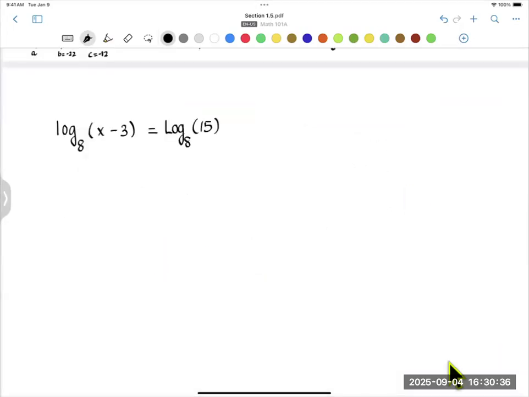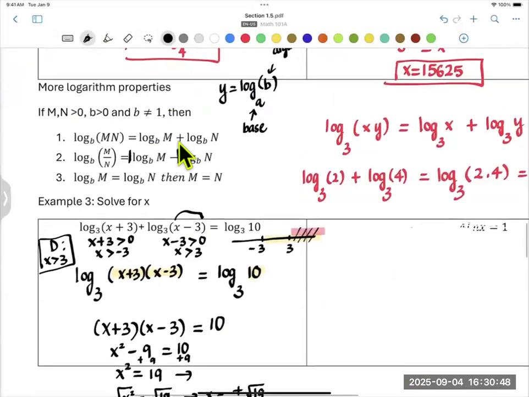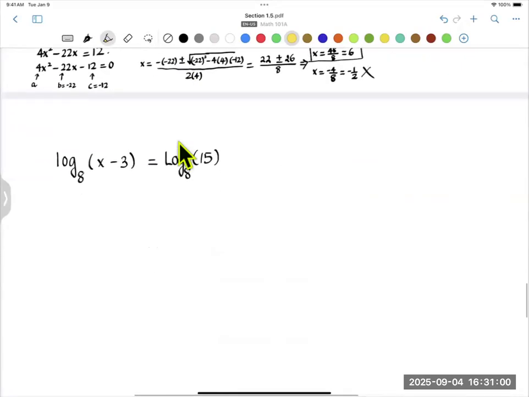How about the second one, log base 8 of x minus 3 equals log base 8 of 15. Since you have a logarithm equal to a logarithm, we apply the third property: if log base b of m equals log base b of n, then m equals n. So all we need to do is set the arguments equal to each other. We have x minus 3 equals 15, and from that we have x equals 18.